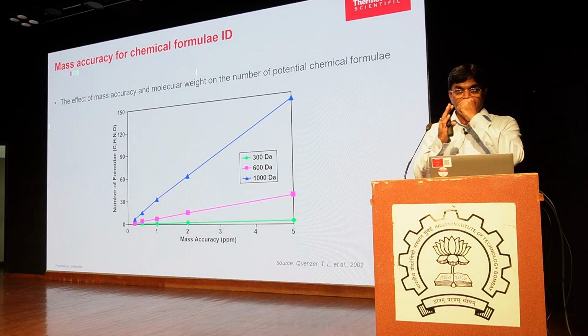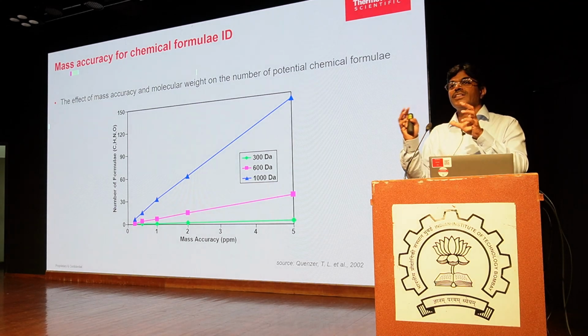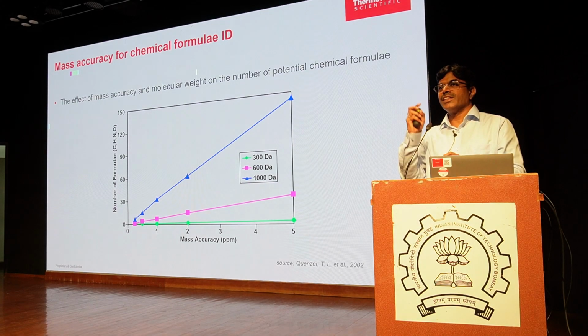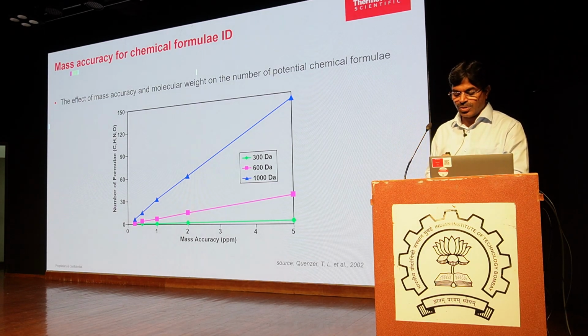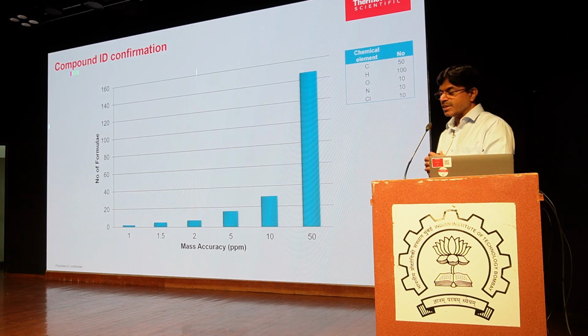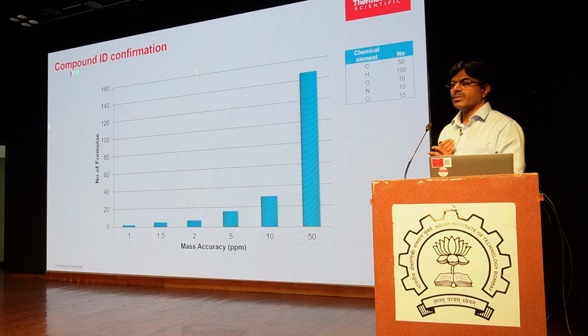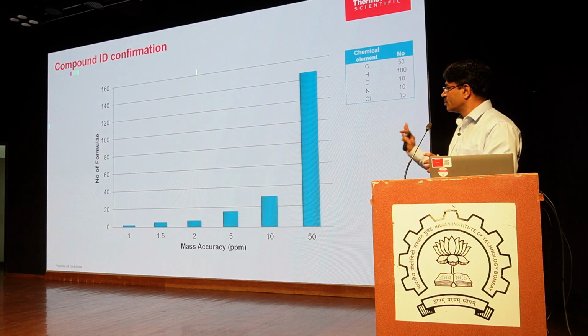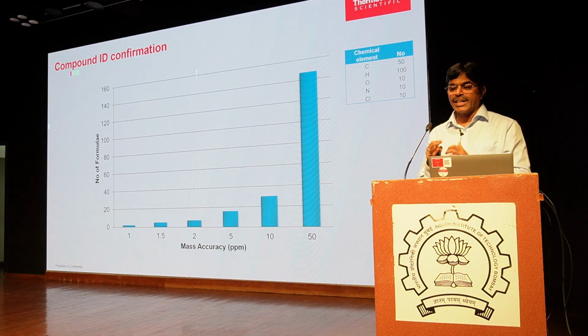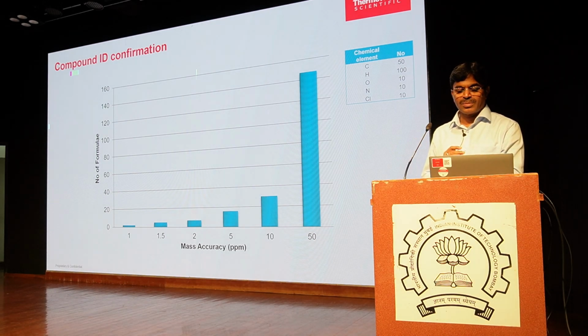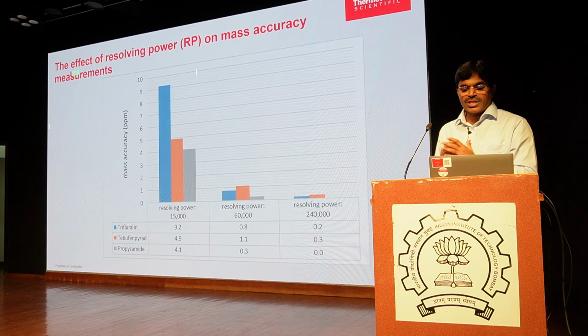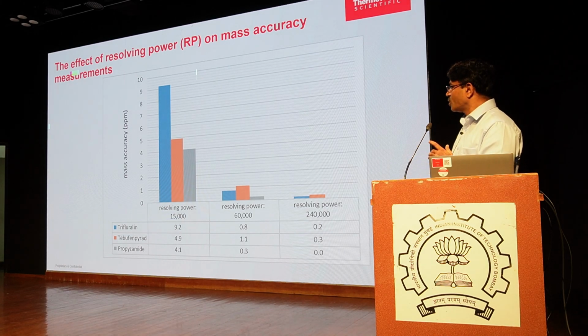But if the mass accuracy is good, below 1 ppm, then there are either 2 or 3 molecules, and then you can pinpoint what is the molecule present. So you can see here another way. Below 1 ppm or 2 ppm, it's very good. We can eliminate so many other substances.